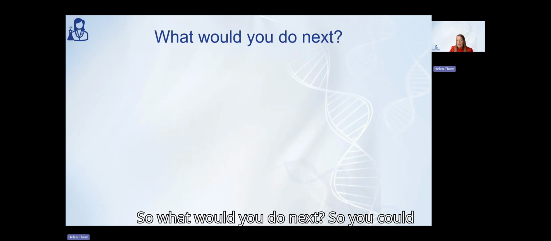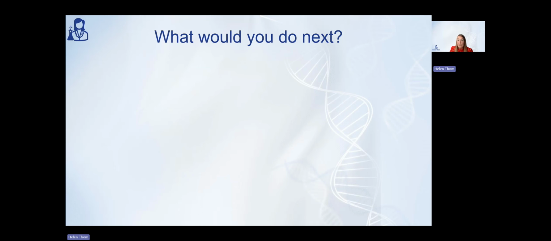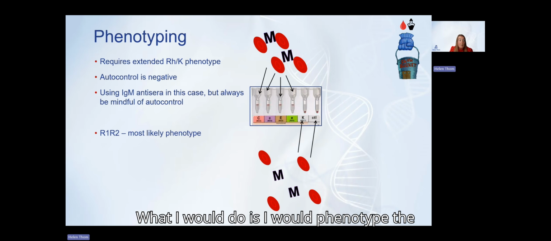So what would you do next? You could put another panel up to see if that would help you, but you're going to get identical reactions to this. You could refer to your local reference laboratory if you wanted to see what they thought this might be. What I would do is phenotype the patient. So it's looking like an RH antibody. The sensible thing to do would be to perform extended RH and K phenotyping.